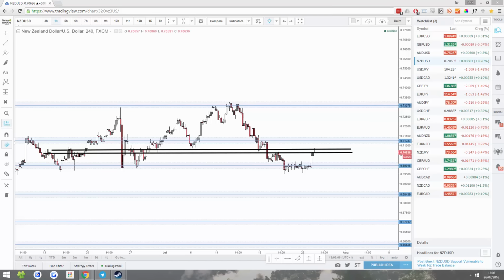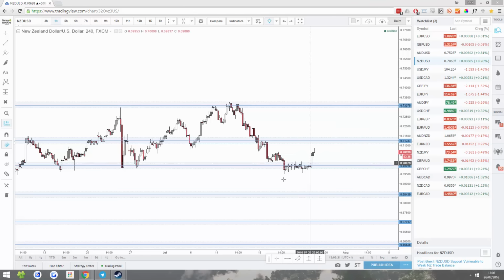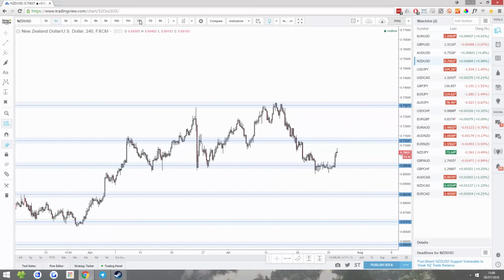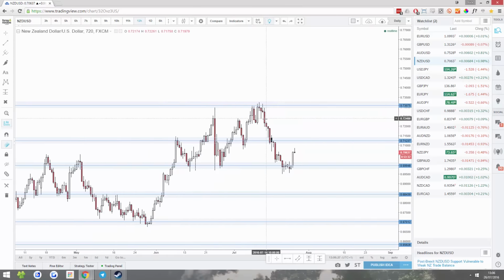So this is a little worrying for this setup. Now, why is it worrying? Because first of all, 12-hour chart. Price was in a pretty strong downtrend on the 12-hour chart and on the daily chart. And this could be considered potentially a counter trend trade.